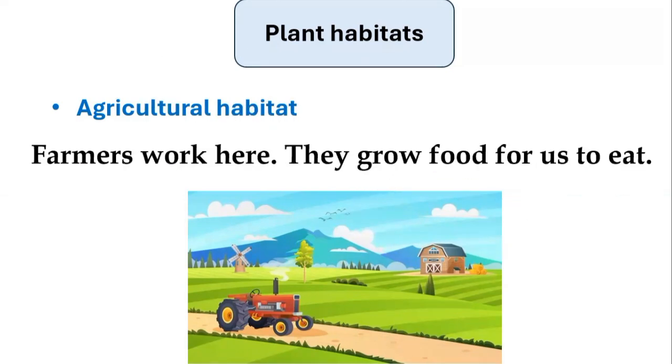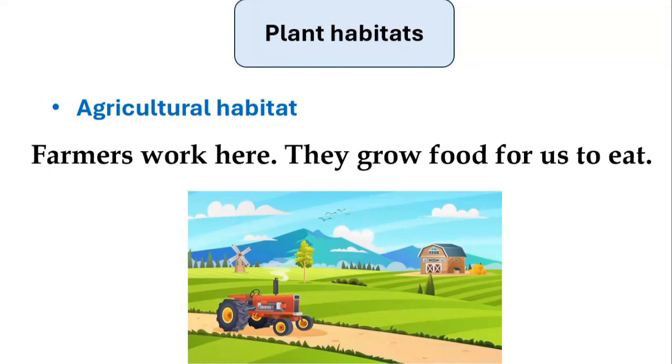Farmers work here, they grow food for us to eat. In the agriculture habitat, we talk about farms, and farmers work here and grow food for us to eat. Think about this habitat. What type of plant can you find in this habitat? We will see.